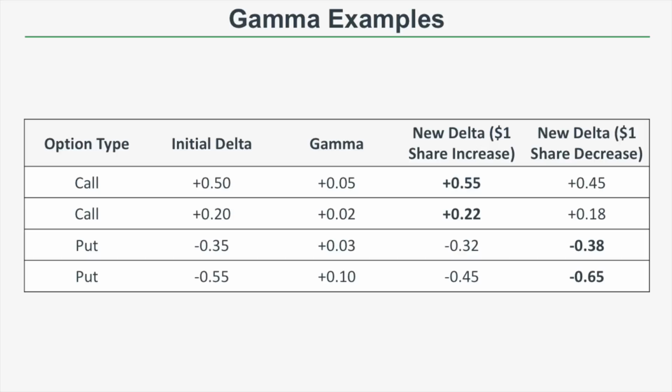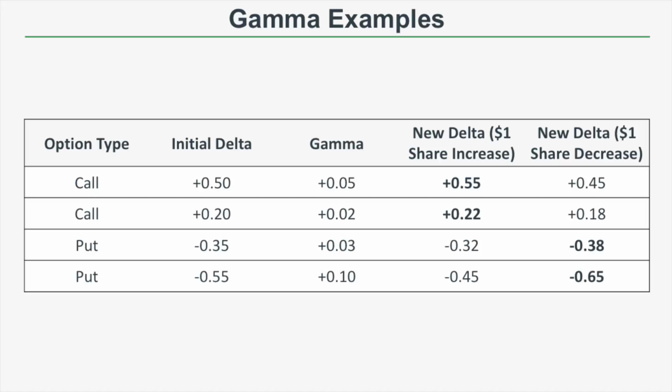To estimate an option's new delta after a $1 change in the underlying, you can add the option's gamma to its delta for a $1 share increase, or subtract the option's gamma from its initial delta for a $1 share decrease. For example, if we have a call option with a delta of 0.50 and a gamma of 0.05, the expected delta after a $1 share increase is 0.5 plus 0.05, or 0.55. If the stock price falls by $1, that call option's delta is expected to decrease by 0.05 to 0.45.